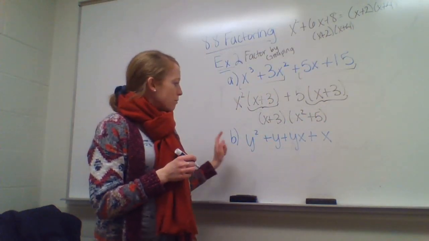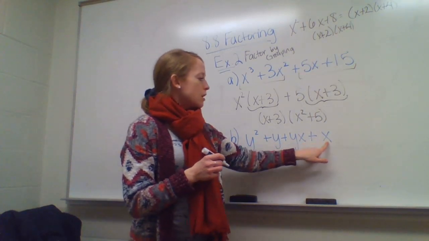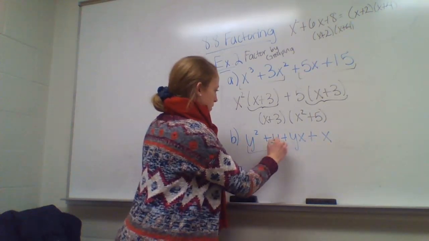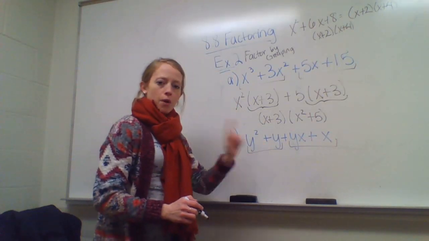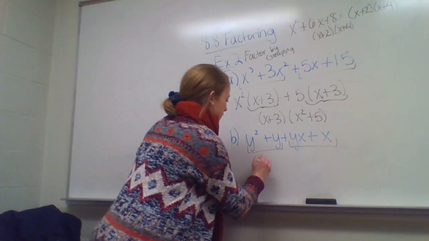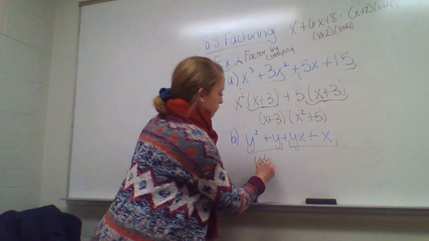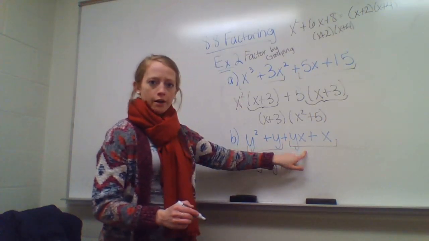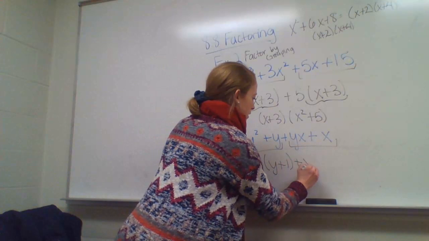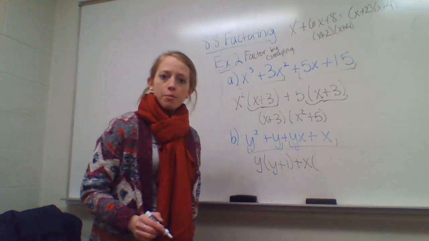For part B, once again, you have 4 terms. You can group the first 2 terms and the second 2 terms. From the first group, you can factor out 1y. After you factor out the 1y, you're left with y plus 1. From the second group, you can factor out an x. And you should be left with y plus 1.